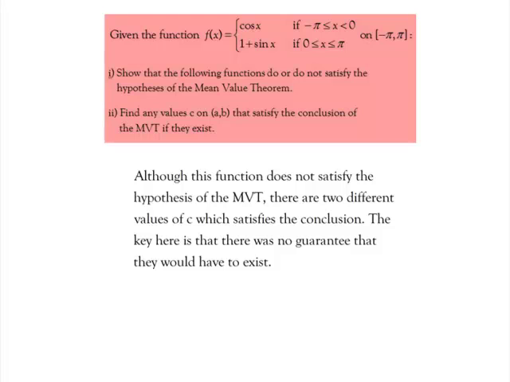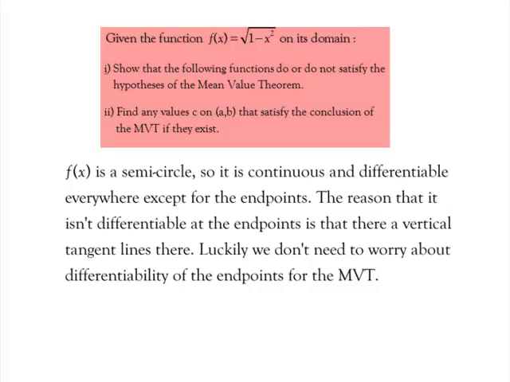So although the function does not satisfy the hypothesis of the mean value theorem, there ends up being two values of c which satisfy the conclusion. The key here was that there was no guarantee that they would have to exist.